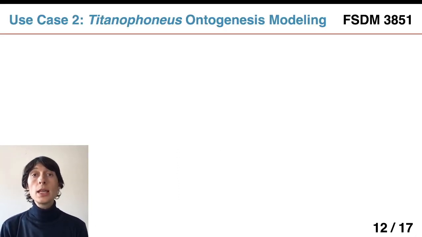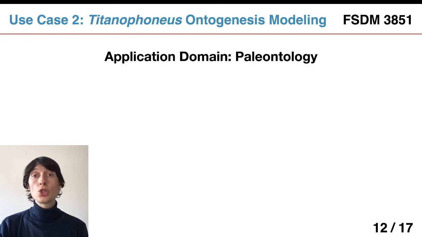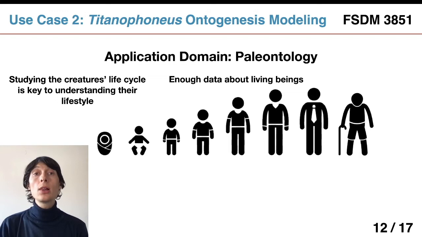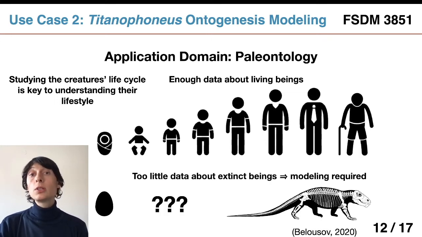The second use case is about the modeling of ontogenesis of Titanophoneus, the extinct Permian synapsid. The application domain here is paleontology. Studying the creature's life cycle is a key to understanding their lifestyle. While we have enough data about the life cycle of the living beings, for example, of humans, we have too little data about the extinct creatures, for example, Titanophoneus. So, in the latter case, the modeling is required.